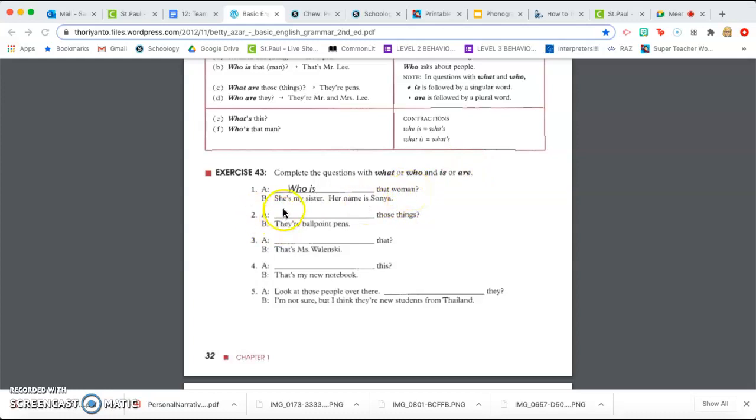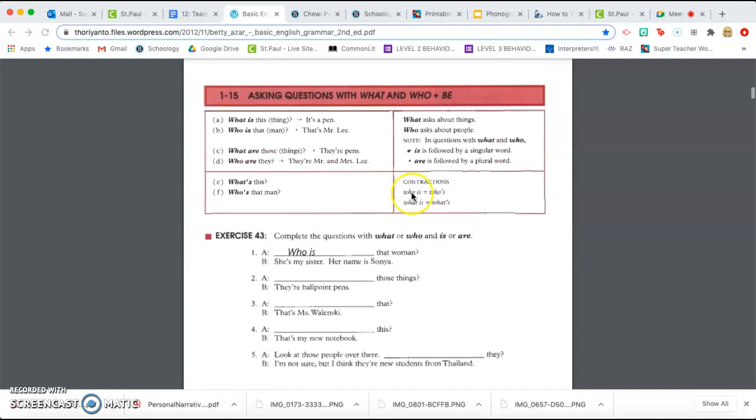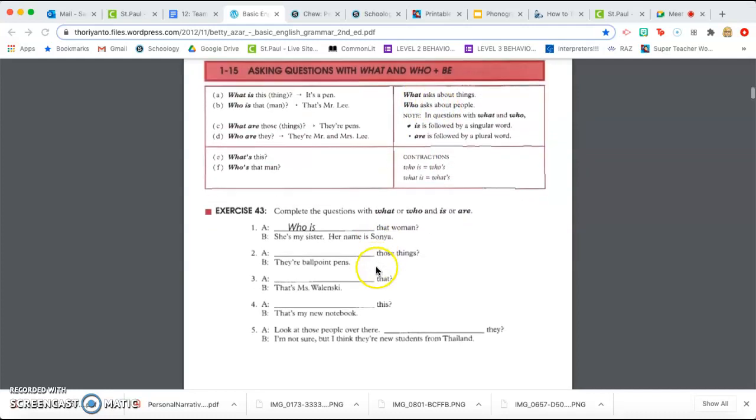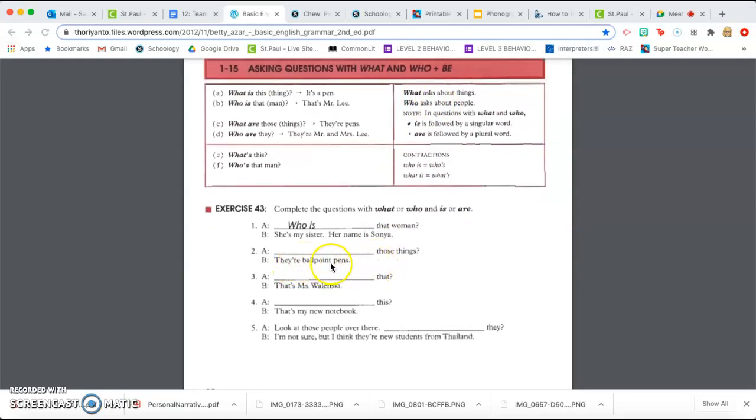Let's look at number 2. Blank those things. Well, things we already know. We're talking about a thing, so we're going to use what. But this is plural. They're pens. So in this case, we're going to use what are. What are those things?